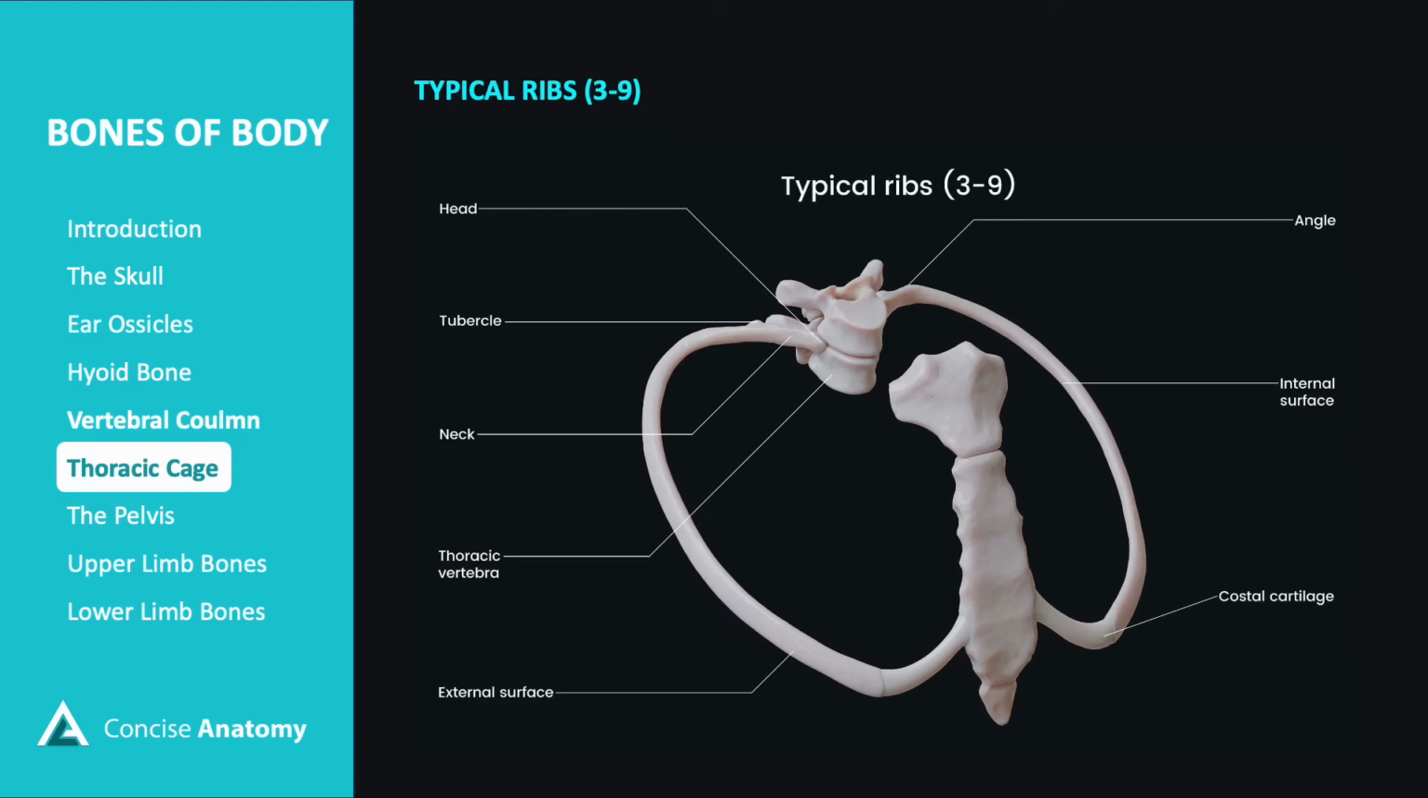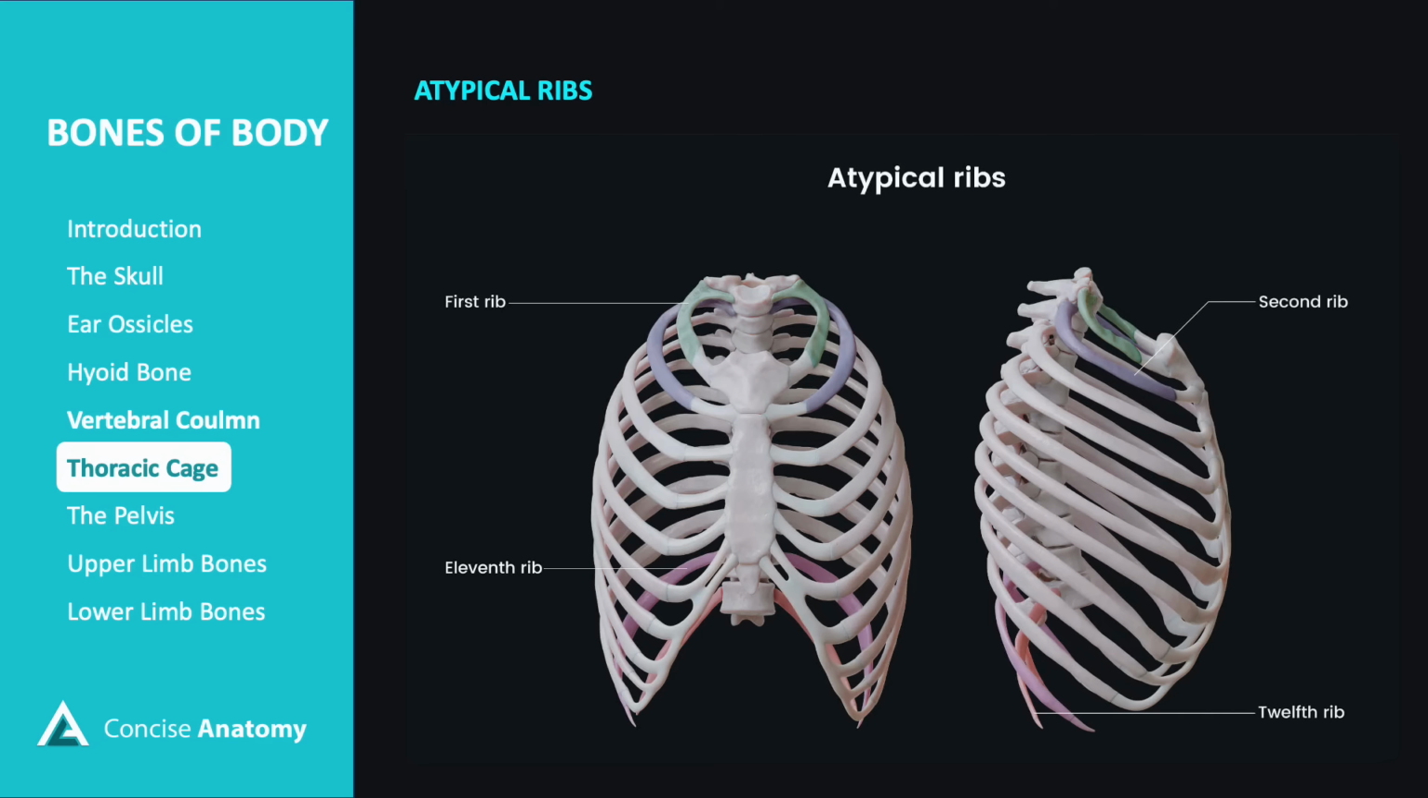Typical ribs articulate posteriorly at the head with the bodies of the corresponding vertebra and the one above it, and at the tubercle with the transverse process of the corresponding vertebra. Anteriorly, they connect to the sternum through their costal cartilage. Let's now briefly look at the features of atypical ribs: Rib 1, 2, 10, 11, and 12.